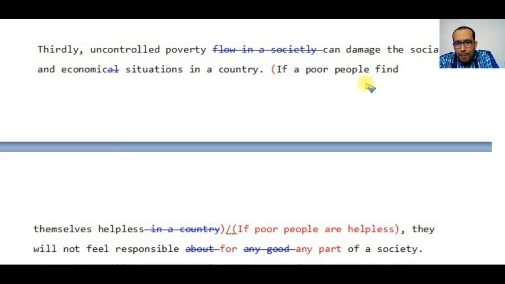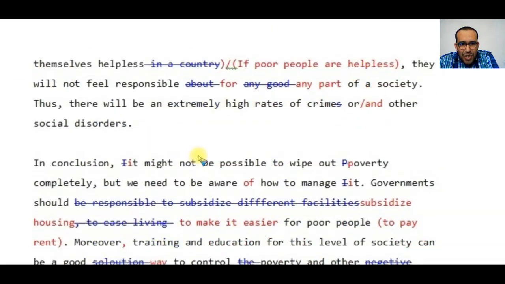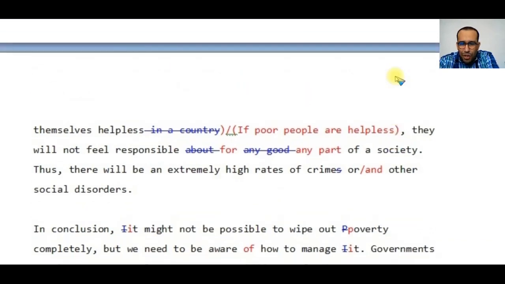So, "if poor people find themselves helpless, that is, if poor people are helpless." No, "if a poor people" is not a good way to express that. So instead you should have said, "if poor people are helpless, they will not feel responsible." When you use the adjective "responsible," you should normally follow it by the preposition "for" instead of "about." "Any part of a society," not "any good of a society."